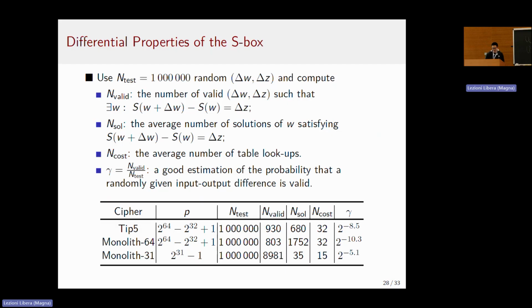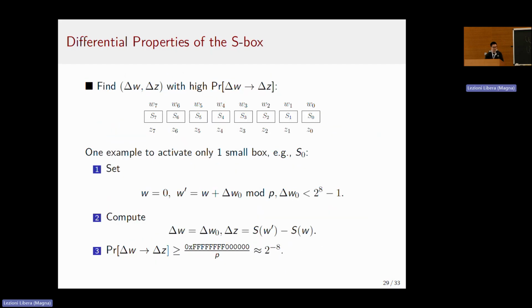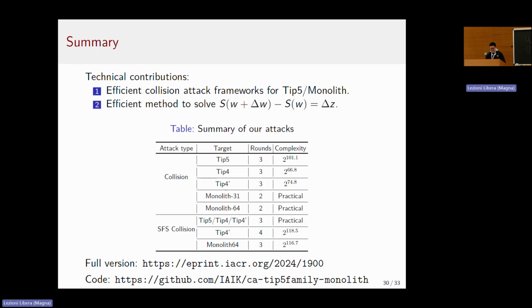So the complexity of stage 1 of our attack is not too high. In the second to last column of the cost, we can see the algorithm to retrieve W is very efficient. It takes just a small number of table lookups. And we have the last problem. We want to find an input-output difference of this S-box such that it holds with a high probability. And we can do it easily. So that's all. Thank you.